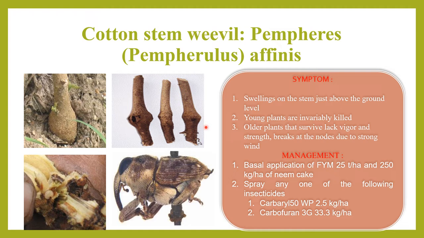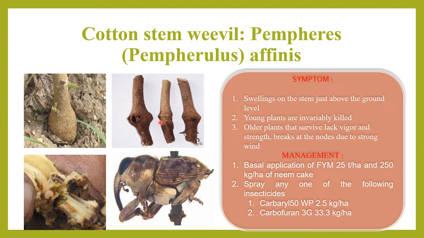Here you can see the breakage of the knots, which happens due to strong winds. And these are the symptoms due to the cotton stem weevil. Here in this image you can see the cotton stem weevil, how it appears, and these are the symptoms of the cotton stem weevil, how it is making damage to the crop plant.